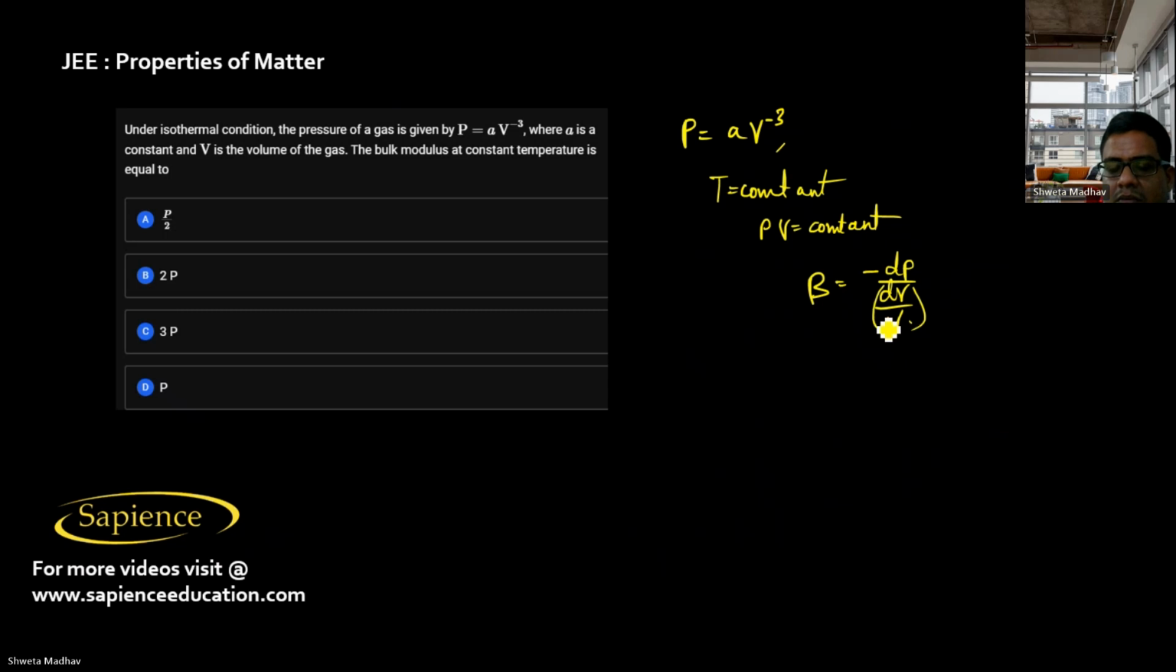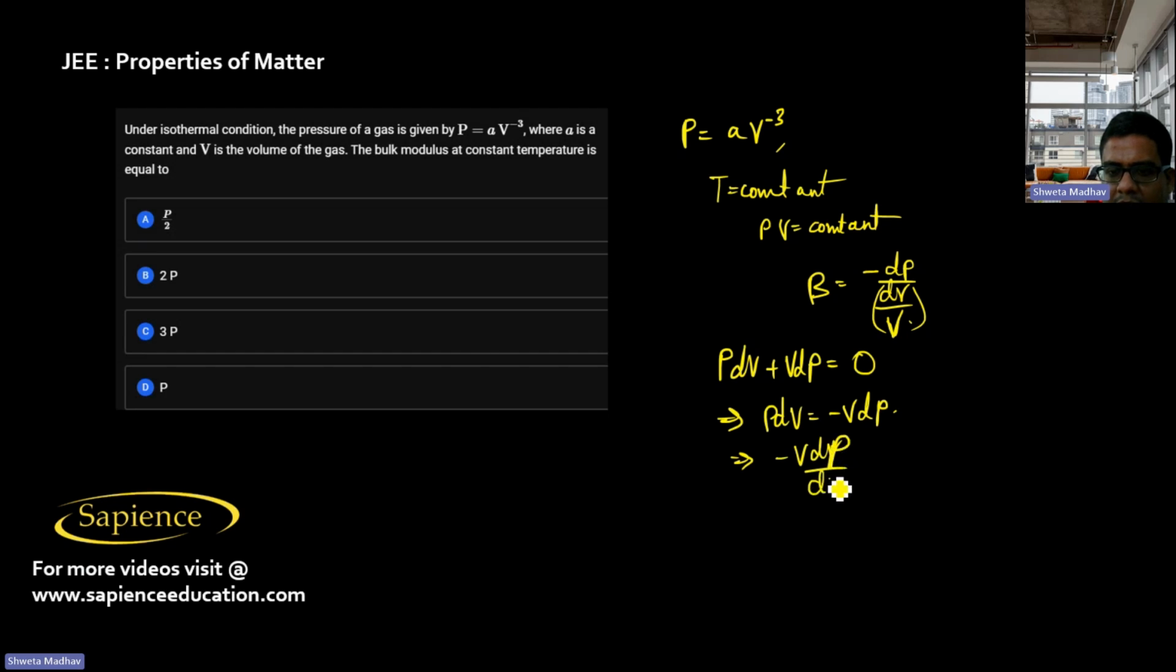Here we can differentiate both sides, then we will get p dv plus v dp equal to 0. So it means p dv is equal to minus v dp, which means minus v dp by dv is equal to p. It means that the bulk modulus will be the same as the pressure only, P.